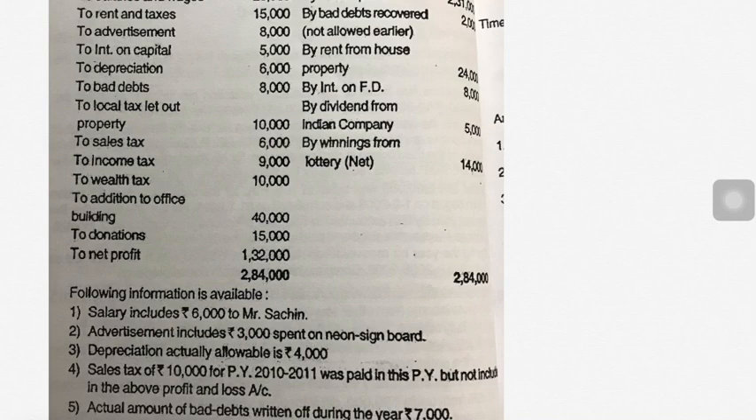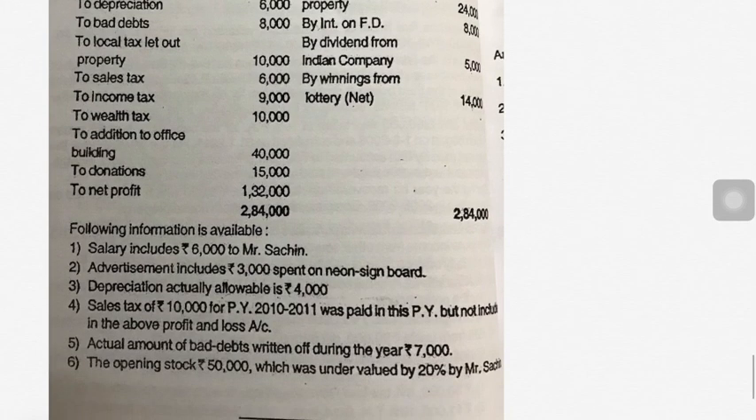Next, to donation 15,000, this is personal. So again 15,000 you will add back. Now let's see the adjustments.